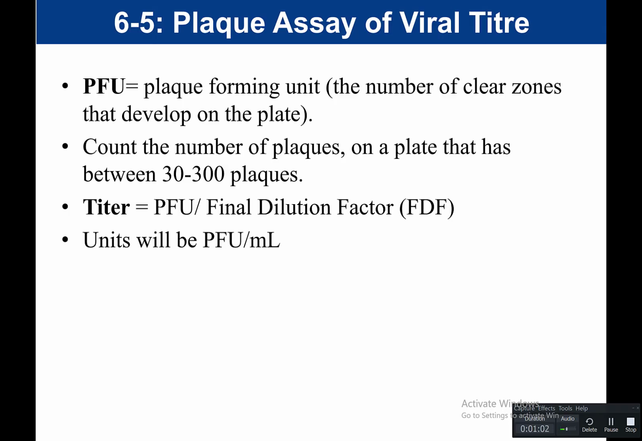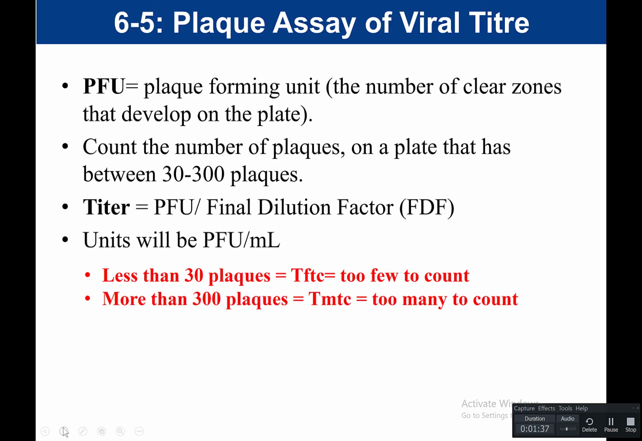And remember that on our plate, we have a lot of bacteria, and what we're looking for are those clear zones, or plaques, and each represents one initial virus. So we need to count the plate that has between 30 and 300 plaques. If we have less than 30 plaques, we have too few to count. If we have more than 300 plaques, we have too many to count. So it needs to be the one plate that has between 30 and 300 plaques.